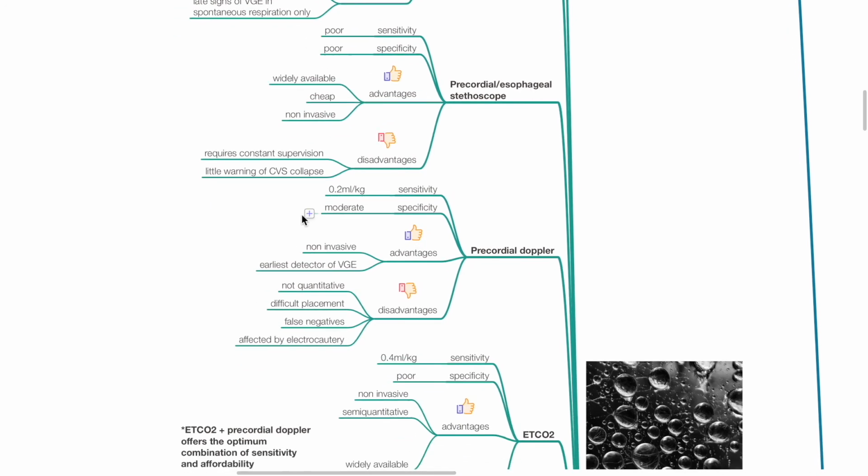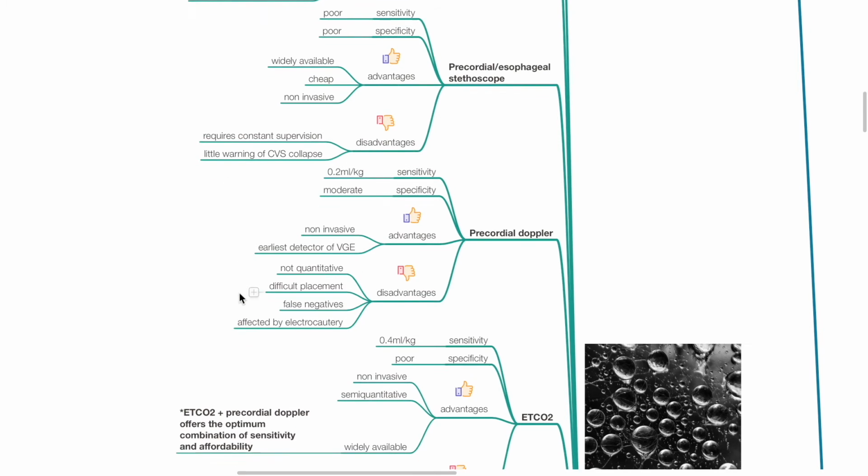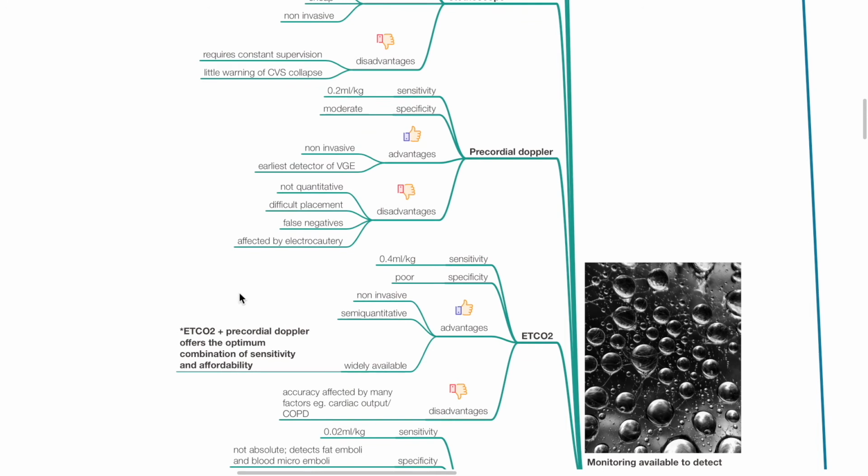Precordial Doppler is able to detect 0.2 mL per kg of gas emboli. Specificity is moderate. Advantages: non-invasive and is the earliest detector of VGE in most circumstances. Disadvantages: not quantitative, difficult placement, false negatives, and affected by electrocautery.